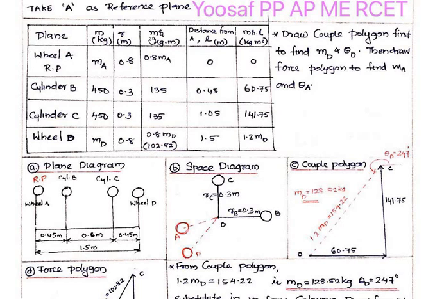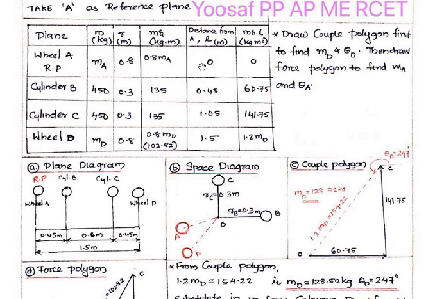So we can find out MR. The next column is MR, used to draw the force polygon: 0.8 times MA, 450 into 0.3 which is 135, similarly 135, and 0.8 times MD. MR is used to draw our force polygon, but there are two unknowns, so we cannot proceed to draw the force polygon first.